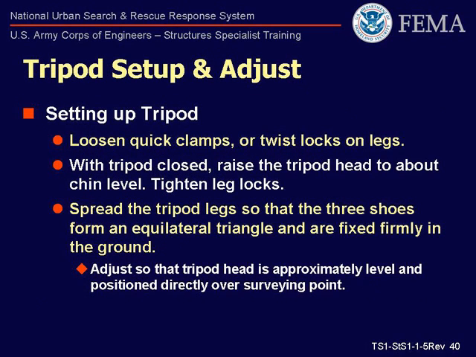As a reminder, here is the basic setup procedure for the total station. Additional setup instructions are found on this training video. To set up the tripod, loosen quick clamps or twist locks on legs. With tripod closed, raise the tripod head to about chin level. Tighten leg locks. Spread the tripod legs so that the three shoes form an equilateral triangle and are fixed firmly in the ground. Adjust so that the tripod head is approximately level and positioned directly over the surveying point.